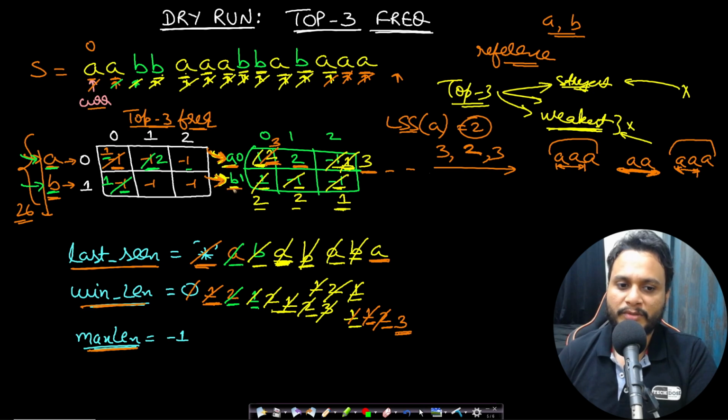Now let's see the contribution by B. It is having 2 to 1 as an option. So out of this, what is the minimum? Minimum is 1. Therefore the LSS with B is giving me 1 as an answer, right?